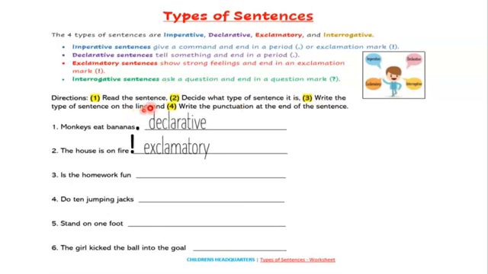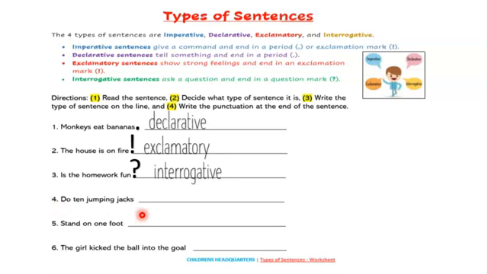So write the type of sentence on the line. So the type of sentence that asks us a question is an interrogative sentence. So we need to write that on the line. Then we have to write the punctuation at the end of the sentence. So interrogative sentences ask a question and end in a question mark. So let's go ahead and put a question mark here at the end of the sentence. Awesome. All right, let's go ahead and move on to number 4.